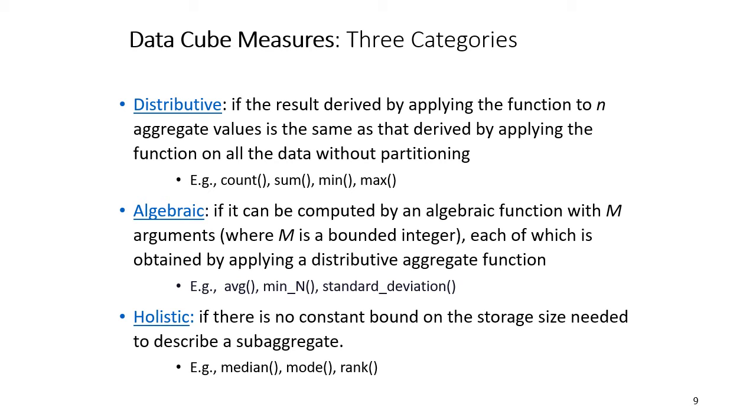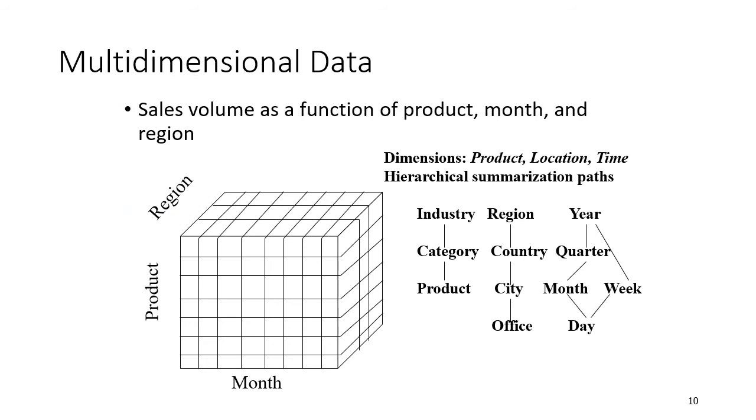one where there is no constant bound on the storage needed. There can be median, mode, rank. So these three are the measures which we include when data cube measurement is done. Now look at the multidimensional data cube structure. Here we have three dimensions, namely region, product, and time. These dimensions can be categorized as industry, category, product, region, country, city, office, year, quarter, month, week, day.